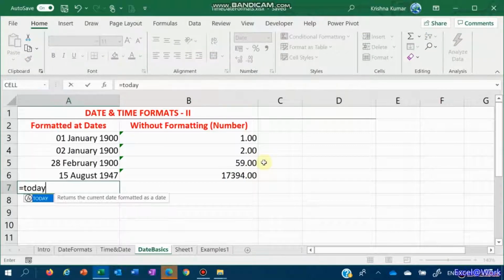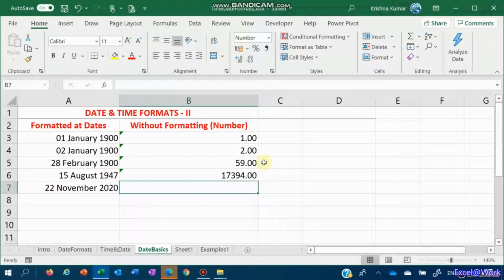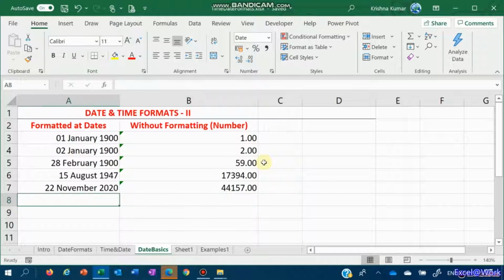Today is 22nd November. It is formatted as number. This is given as 44157. That is, it is 44,157 days since 1st January 1900. This is as far as date is concerned.